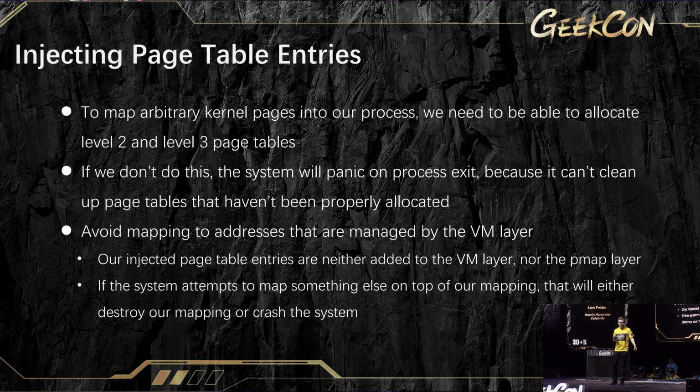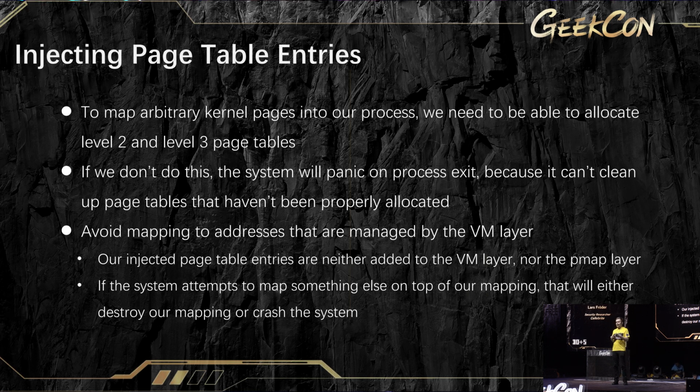Yeah, so we need to be able to allocate level 2 and level 3 page tables, as I mentioned. And if we don't do this, again, the system will panic. Something additional to keep in mind is when we inject the page table entry, we need to avoid the address range that is covered by the VM layer, because if we don't, then the VM layer might overwrite or somehow destroy our mapping or panic the system if it tries to do so.